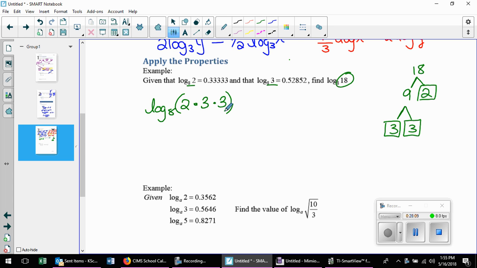So this is based on information that we know. So we're going to expand this. These are all multiplied together. So what am I doing with the individual logs? I'm writing them down and I'm adding them together.